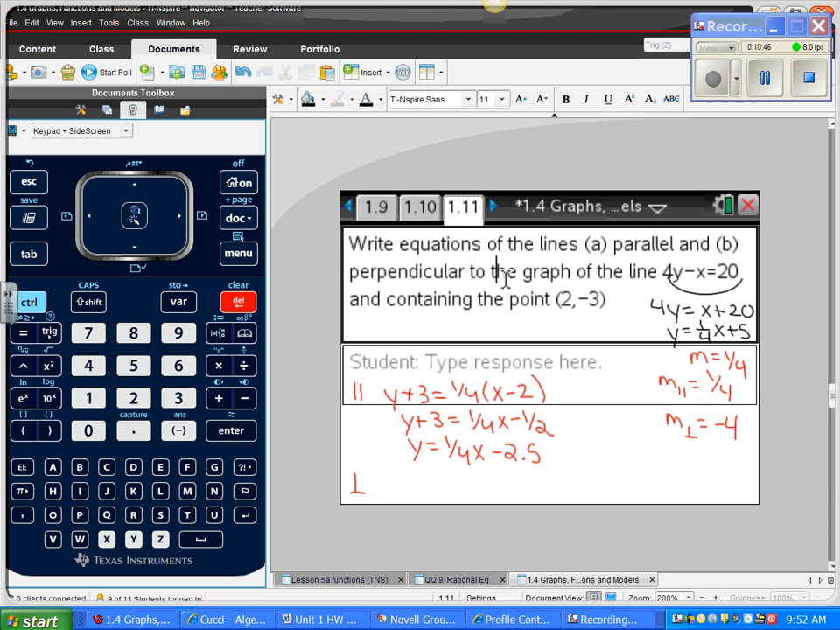Perpendicular. y plus 3 equals negative 4 times x minus 2. So the only thing that changed was the slope. y plus 3 equals negative 4x plus 8. y equals negative 4x, I lost my x, plus 5. Okay, so there's our parallel, there's our perpendicular.